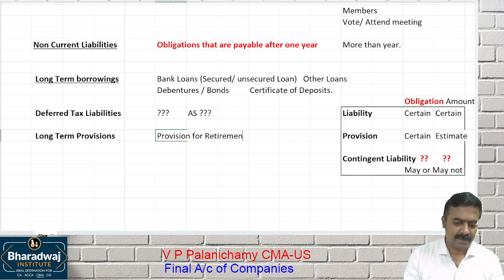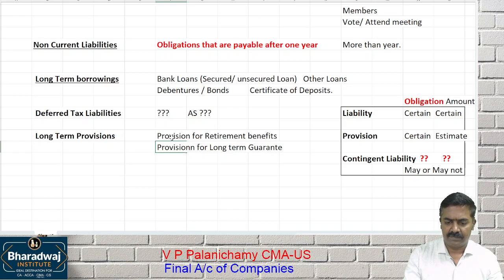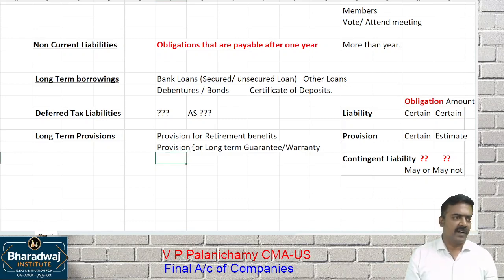Long-term provisions means provision for retirement benefits. Then provision for long-term guarantee, warranty given. For example, we supplied a fan with 5 years warranty. Are you sure that within 5 years nothing will come for repairs? Some repairs will come. When repairs come, you have to repair and give it. So there's a liability, you create a provision.